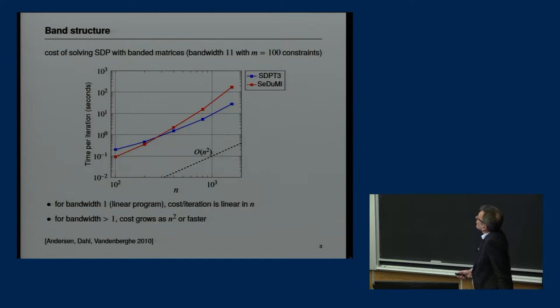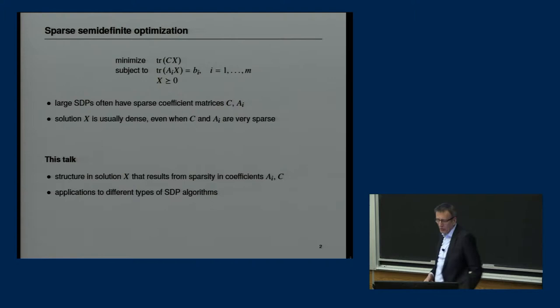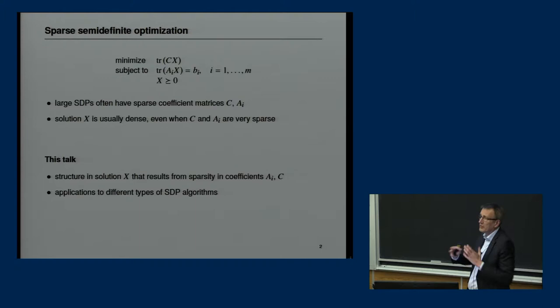If you assume that the coefficient matrices, so the C and the Ai, are all banded with the same bandwidth, then it's only the main band of the variable X that's multiplied with these coefficients. But in general, X still has to be a dense matrix.